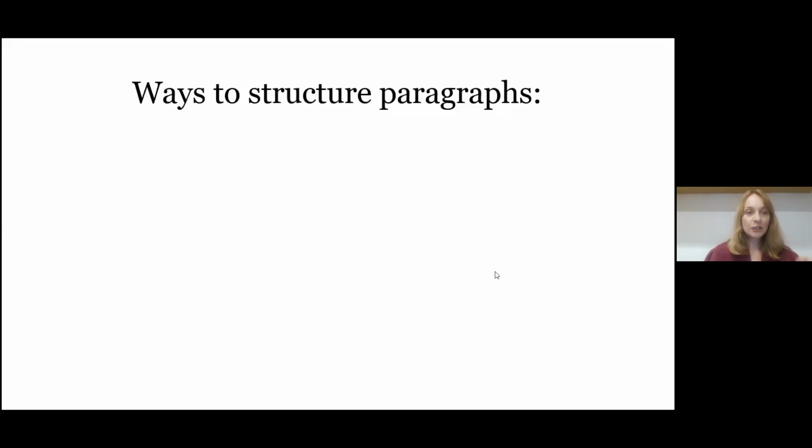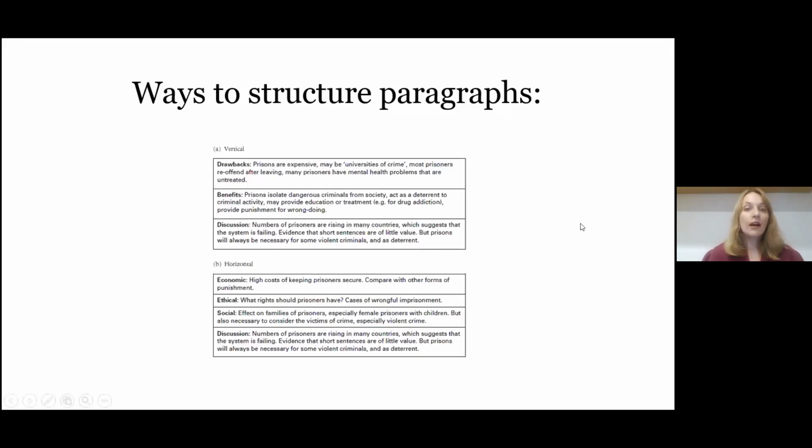So anyway, we continue to look at different ways to structure paragraphs and how we can put paragraphs inside our writing. Now we have different paragraphs and we have two ways to build our writing, our essays. One of them is vertical. For example, you need to discuss drawbacks and benefits, pros and cons. This is quite common. Drawbacks, one paragraph, benefits, another paragraph, and then you could add the discussion or your opinion or whatever. Or horizontal, where you divide all these pros and cons by spheres.